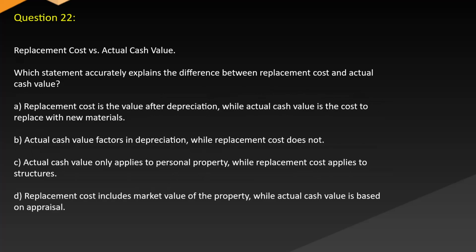Question 22. Replacement cost versus actual cash value. Which statement accurately explains the difference between replacement cost and actual cash value? A. Replacement cost is the value after depreciation, while actual cash value is the cost to replace with new materials. B. Actual cash value factors in depreciation, while replacement cost does not. C. Actual cash value only applies to personal property, while replacement cost applies to structures. D. Replacement cost includes market value of the property, while actual cash value is based on appraisal.